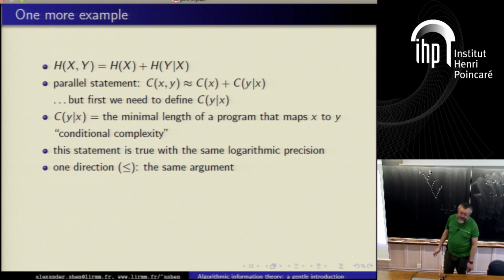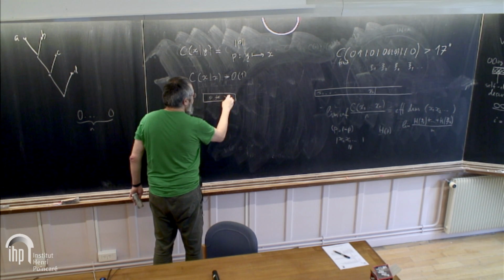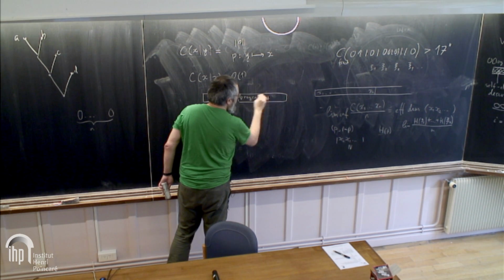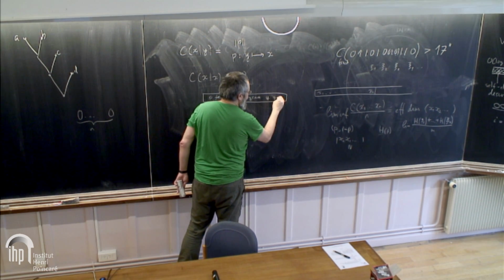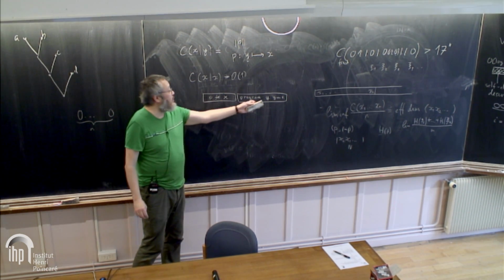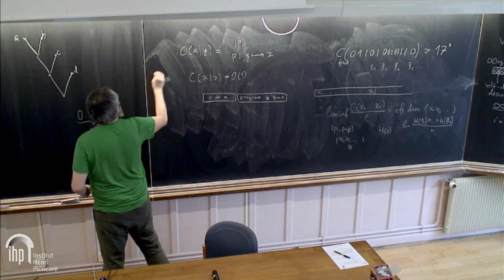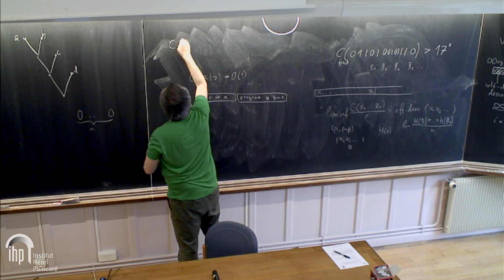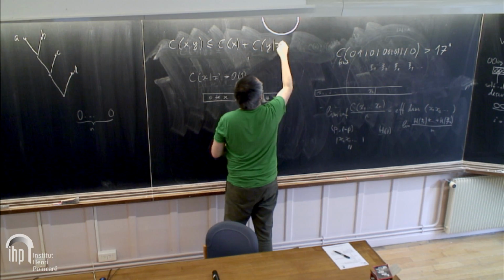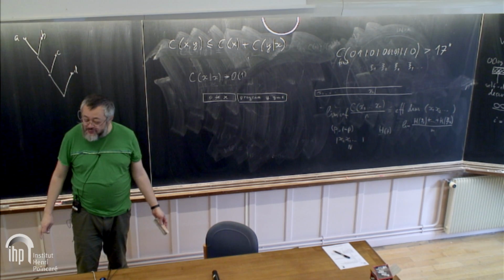and indeed it's true, and also with the same logarithmic precision. And in one direction we have the same argument. We have two programs: the first program for x, and then the second program for y, but the second will be a program for y given x, because after the first program finished, we know x, so we can supply this as an input to the second program. So we get this direction. The complexity of the pair is less than the complexity of x plus the complexity of y given x plus logarithms.